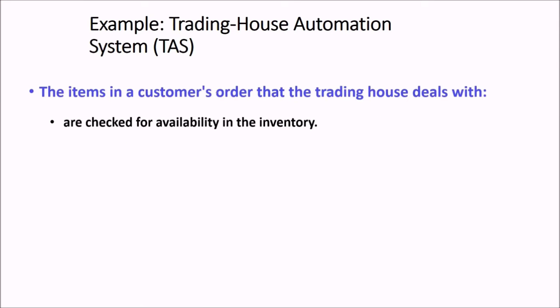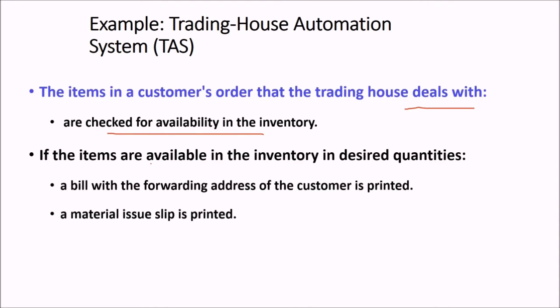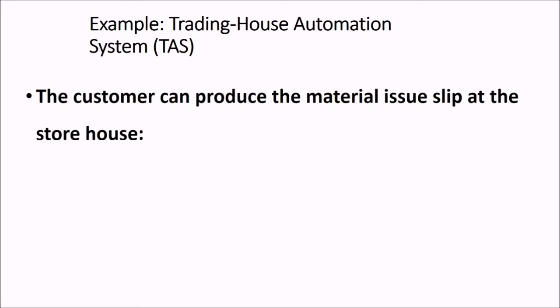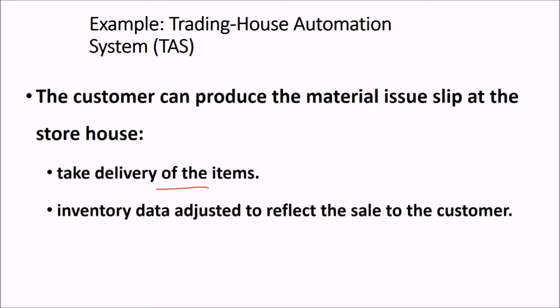The items in a customer's order that the trading house deals with are checked for availability in the inventory, and if the items are available in the inventory in the desired quantity, a bill with the forwarding address of the customer is then printed, and a material issue slip is also generated. The customer can produce the material issue slip at the storehouse. He can take the delivery of the items, and inventory data is adjusted to reflect the sale to the customer.